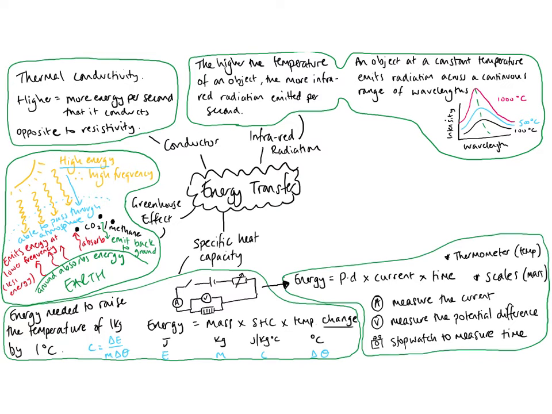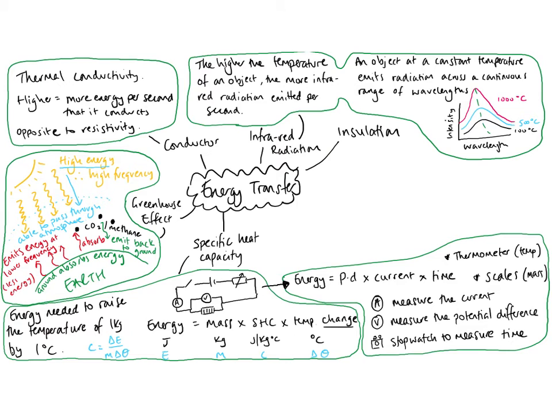So hopefully you can see then, to measure the specific heat capacity, we can find the change in energy. So we do that using this equation just here, potential difference times current times time, using an ammeter, voltmeter, and stopwatch. To find the mass of the object, we just use some scales, and to find the change in temperature, we measure the start and the end temperature using a thermometer.